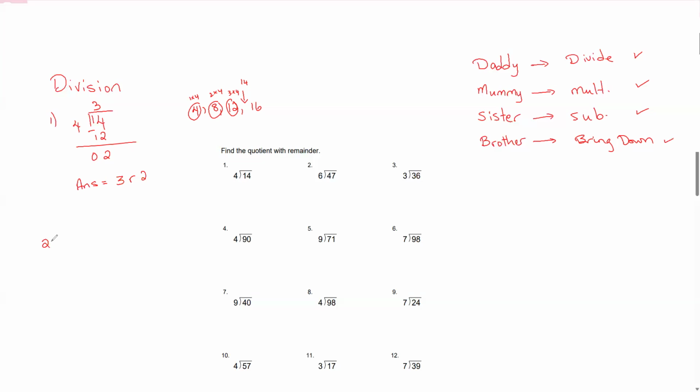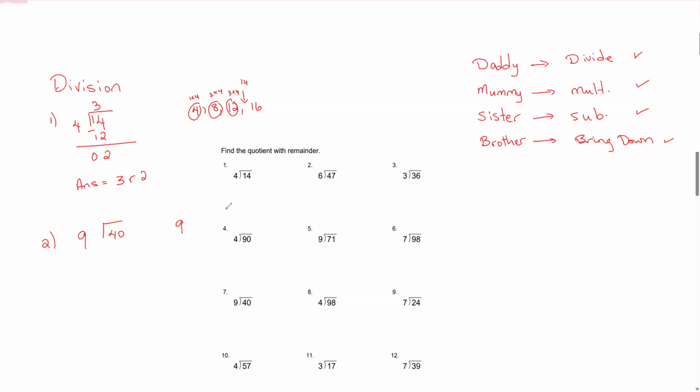Let's take a look at one more. So let's say 9 into 40. So 40 divided by 9. Right? So the number outside the divisor tells us which timetable we'll use. So we have 9. We want to divide into 40.